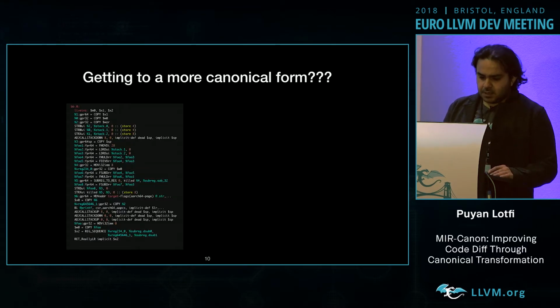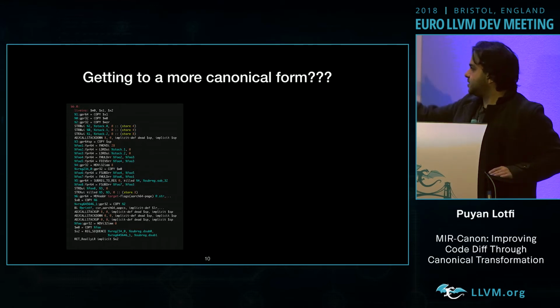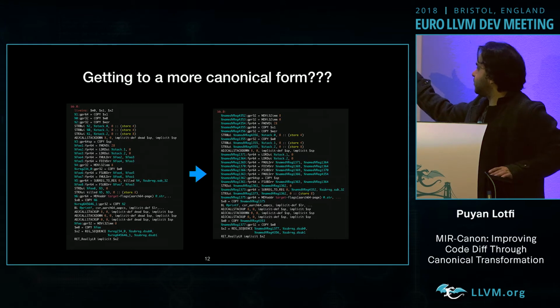So if we want to get to a more canonical form, say for this stream of MIR code, which is actually what we saw in the previous Vim diff, how do we get to what we see here on the right?